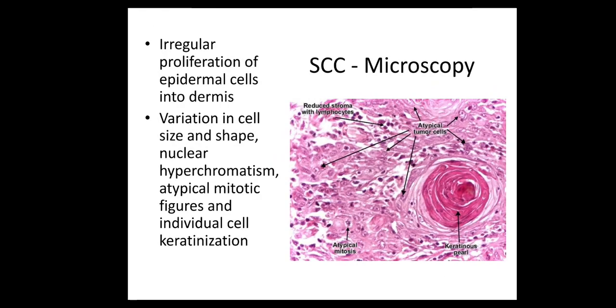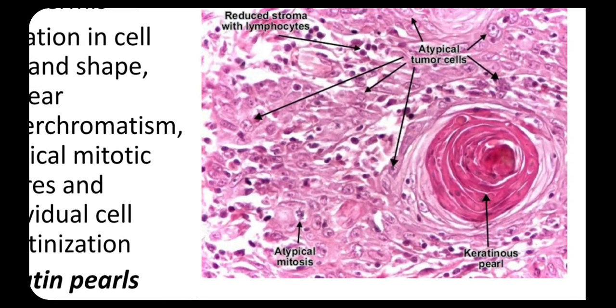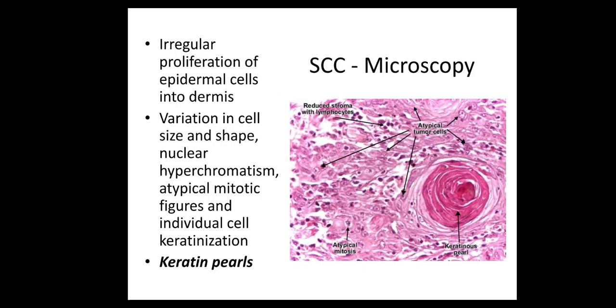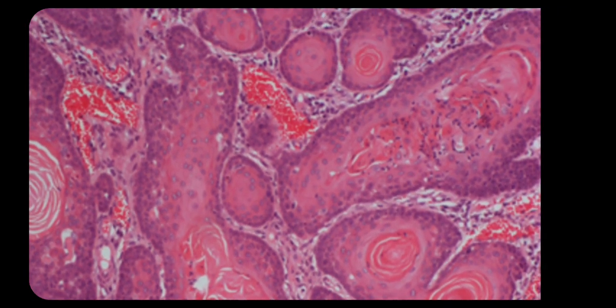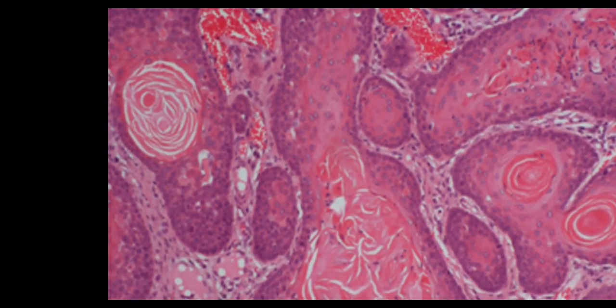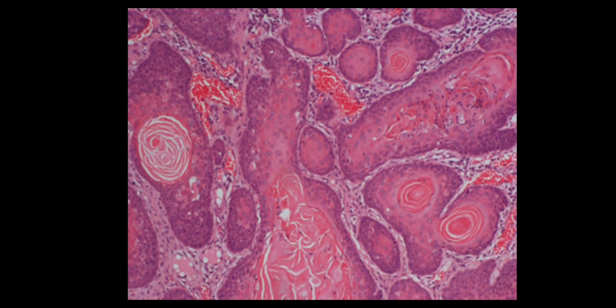And you are seeing keratin pearls, which is very classical for squamous cell carcinoma. Here this is the keratin pearl, something like an onion peel appearance. The same thing, if you can appreciate, these are all keratin pearls, and these are squamous cells with malignant features. Thank you.